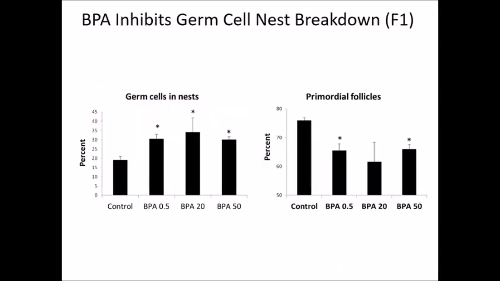So I'll first show you our data indicating that BPA inhibits germ cell nest breakdown in the F1 offspring. On the left, I've got a graph showing the number of germ cells that were remaining in germ cell nests in our control and 3 different treatment groups of BPA. And on the right, I've got the percentage of structures that are primordial follicles in our control and 3 different concentrations of BPA. What these data show is that BPA significantly increases the amount of germ cells that remain in nests and decreases the number of primordial follicles that form. This suggests that BPA is inhibiting germ cell nest breakdown because germ cells are staying in the nest and not going on to form primordial follicles.